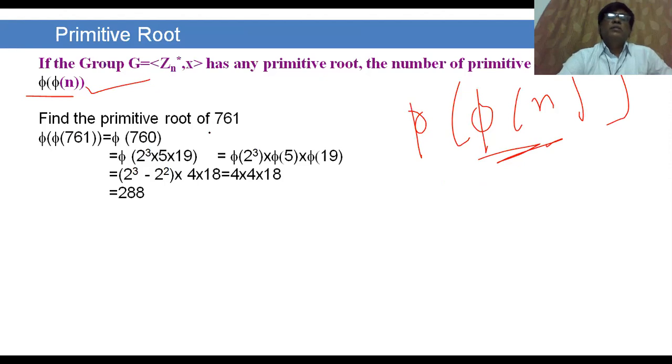For example, find the number of primitive roots of 761. Since 761 is prime, first pi of 761 minus 1, that is pi of 760. So pi of 760 can be written as pi of 2 cube into 5 into 19. This is equal to pi of 2 cube into pi of 5 into pi of 19. Pi of 2 cube is 2 cube minus 2 square, pi of 5 is 4, pi of 19 is 18. Its value is equal to 288. So the number of primitive roots of 761 is 288.